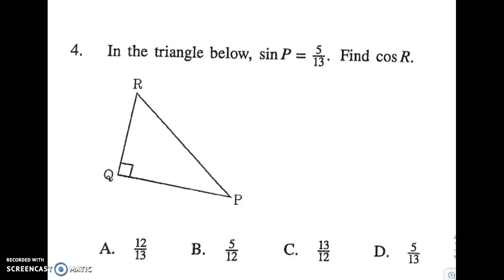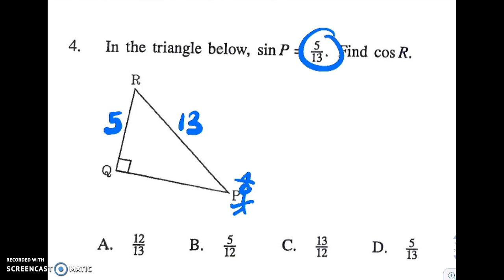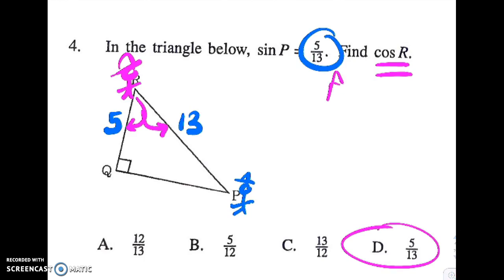So 90 minus something is the complement of whatever that something was. Number 4, the sine of p. This is just a picture of the same thing. The sine of p is opposite over hypotenuse. But then it says the cosine of r. So then if I go up here, the cosine is adjacent over hypotenuse. So again showing that the sine of one angle is the cosine of the other angle.